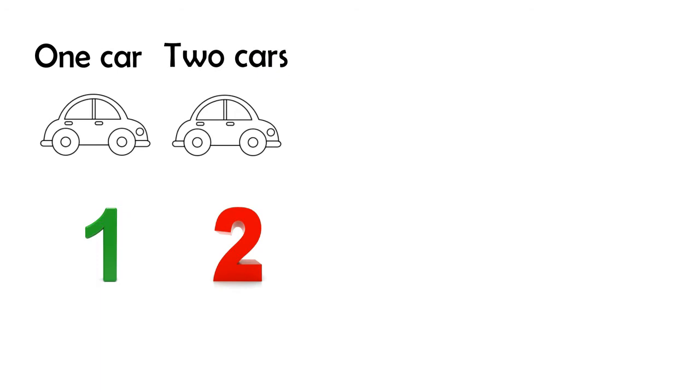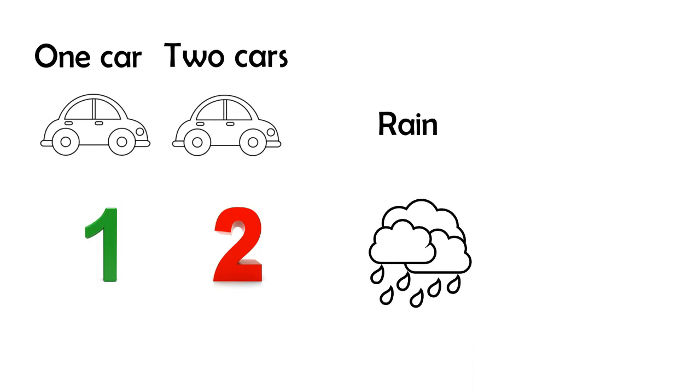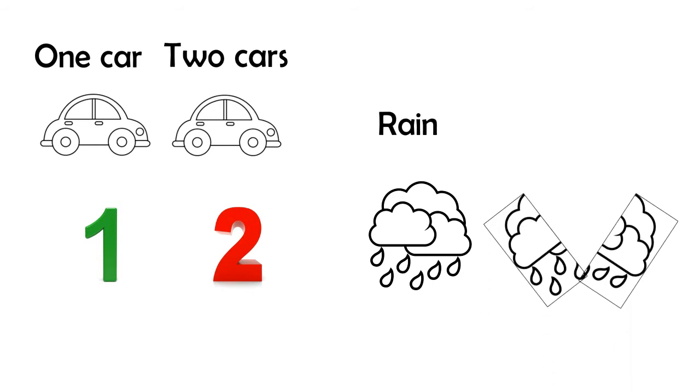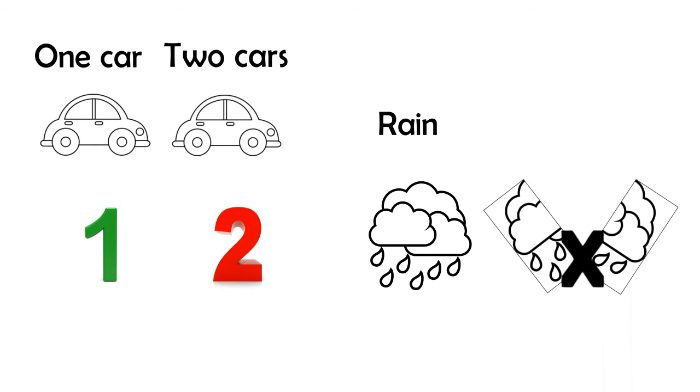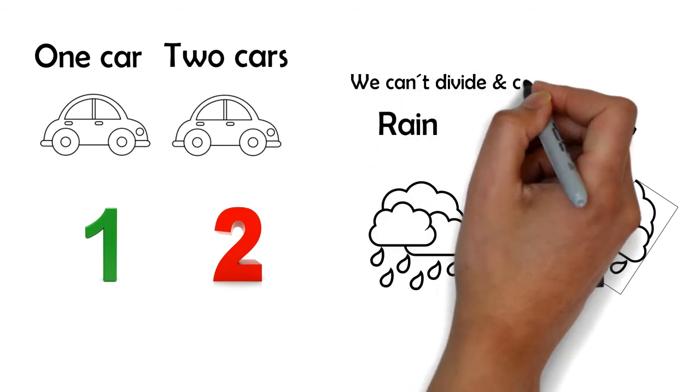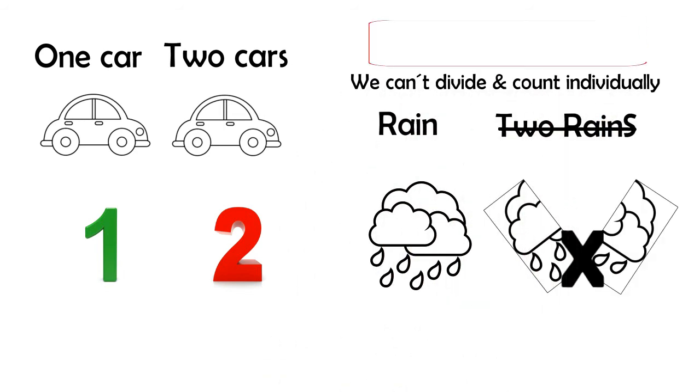Now let's see. We have 1 car and 2 cars. They are separated and we can count them. But what about rain? Can we separate it and count rain? No, we cannot say 2 rains. The rain cannot be divided and counted individually. So we call them uncountable nouns.